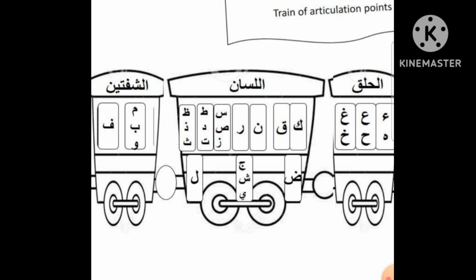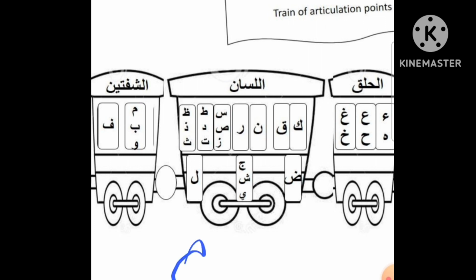What are the letters that you get from your lips? The articulation point of which letters is the lips? It is Meem. Below that it is Ba. Below that Wow. And then besides that it is Fa. Okay, so now let's find out whether the articulation point is lips or not.